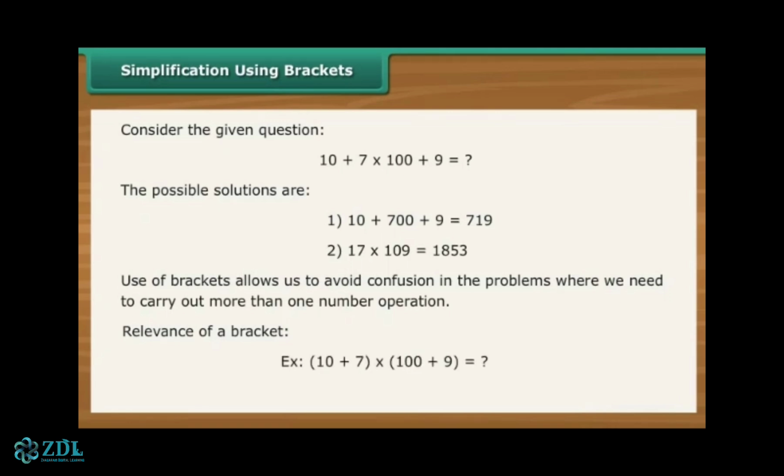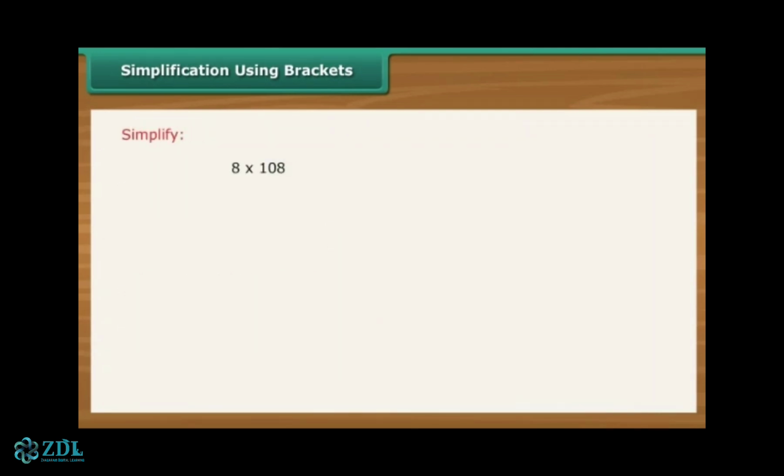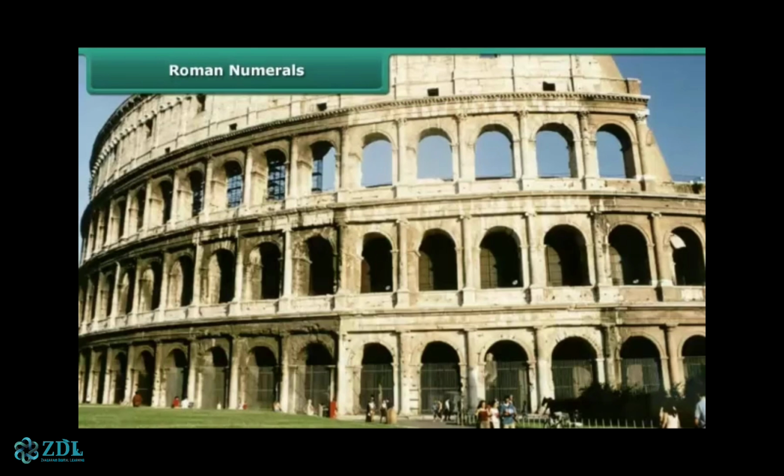If the question would be given as shown on screen, it would be easy to calculate. Yes, the answer would be as 17 into 109 is equal to 1853. Let us simplify. This can be solved as 8 into 100 plus 8 is equal to 8 into 100 plus 8 into 8, which equals 800 plus 64, which is equal to 864.